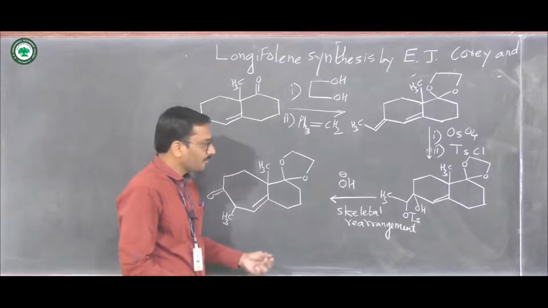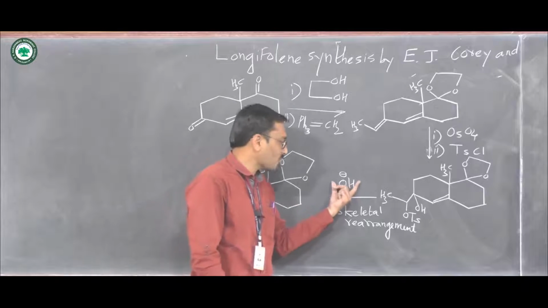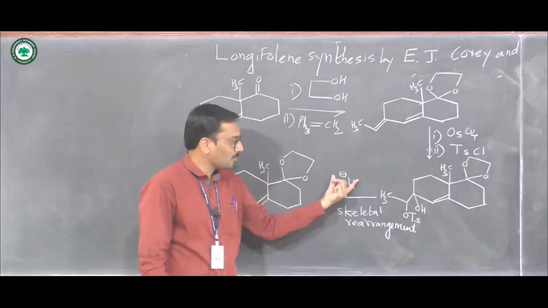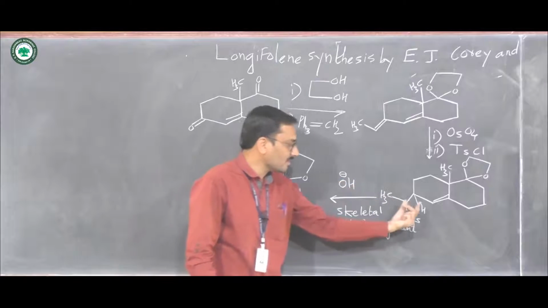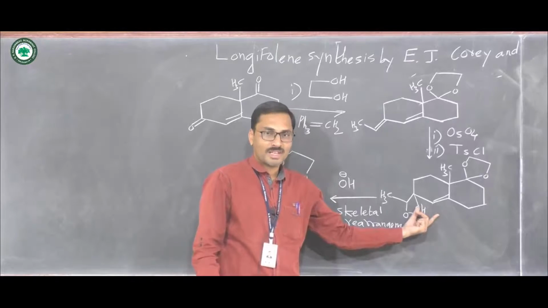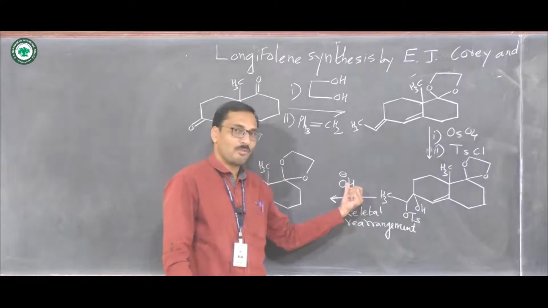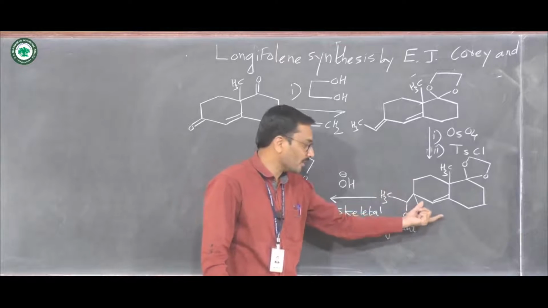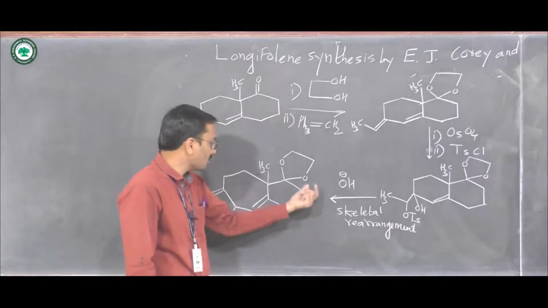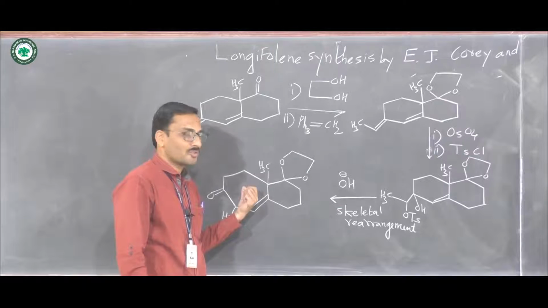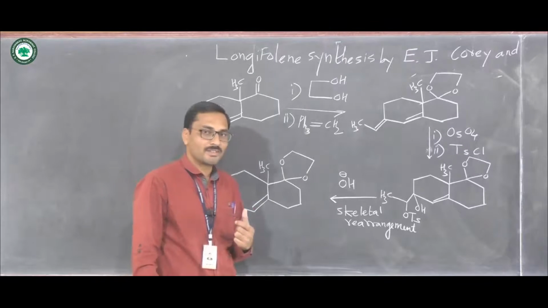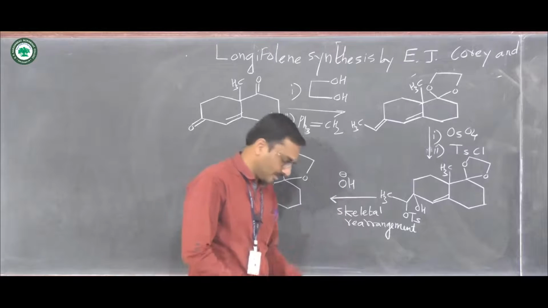Look at the next step. Here in the presence of a base, for example OH minus, this intermediate undergoes skeletal rearrangement, and there is formation of this type of compound. So there is a ring expansion that takes place in the presence of base.